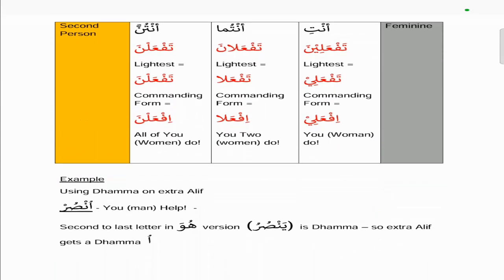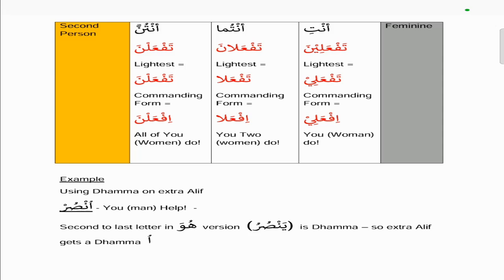And then the anti, which means you, feminine. The original is taf'alina, which is ya and noon any combination. To make it lightest, we remove the noon, so it becomes taf'ali. Then when we remove the ta at the start, the new first letter, which is fa, has a sukoon on it, so we add the alif. And like we said, the second to last letter in the huwa version has fatha, so the alif will take a kasra, so it becomes if'ali, which means you woman do.